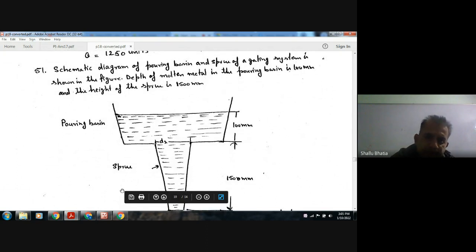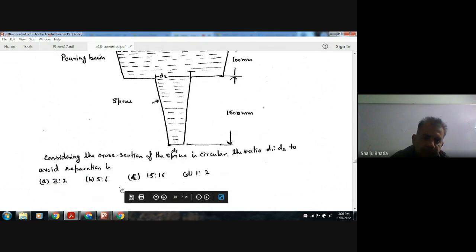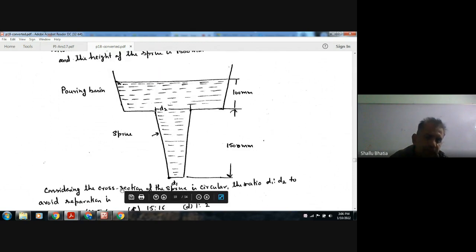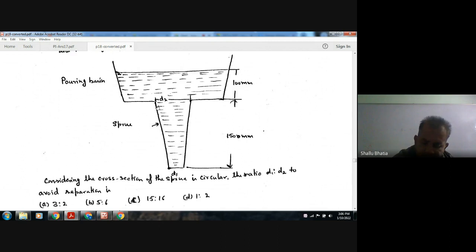the schematic diagram of pouring basin and sprue of a gating system is shown in figure. Depth of the molten metal in pouring basin is 100 mm and the height of the sprue is 1500 mm. Considering cross section of the sprue to be circular, the ratio of D1 to D2 to avoid separation. So this is the height 100 mm, this height is 1500 mm. Okay, this is diameter D1, this is diameter D2.